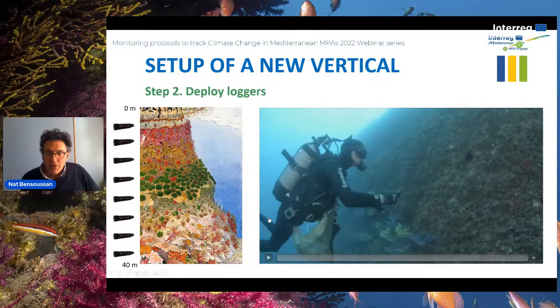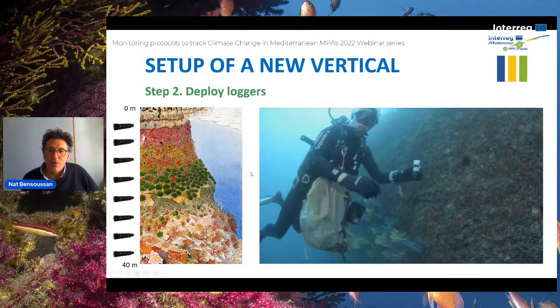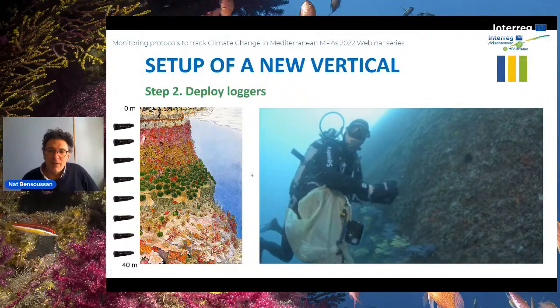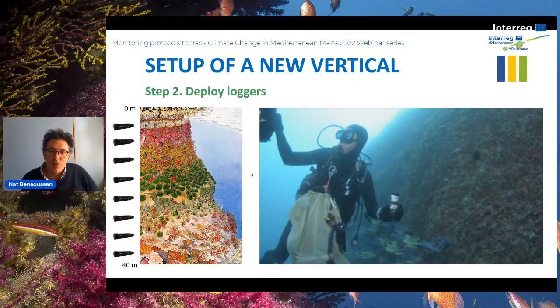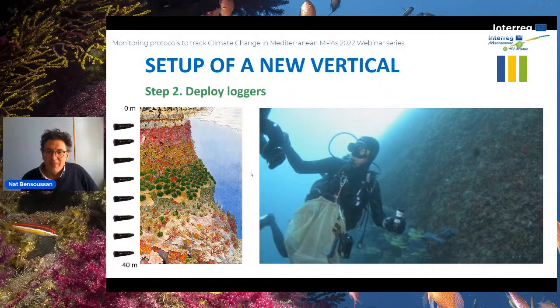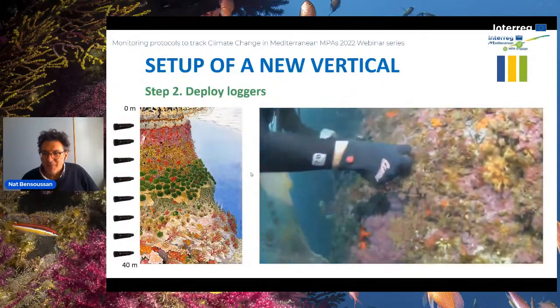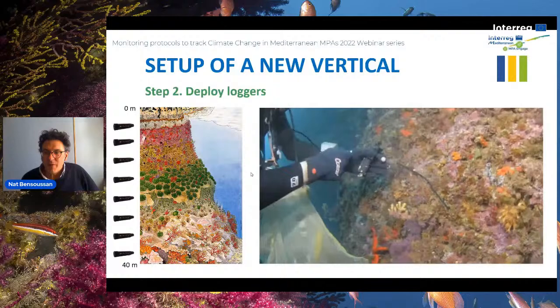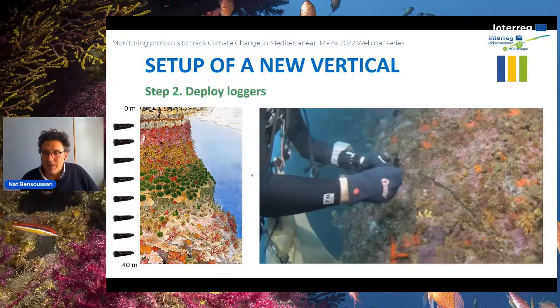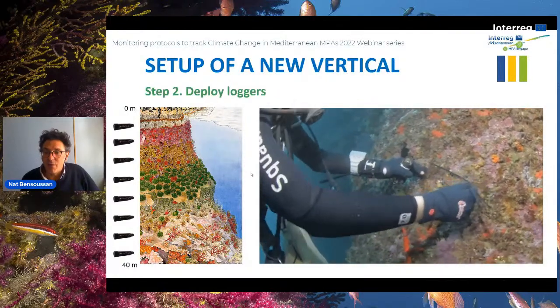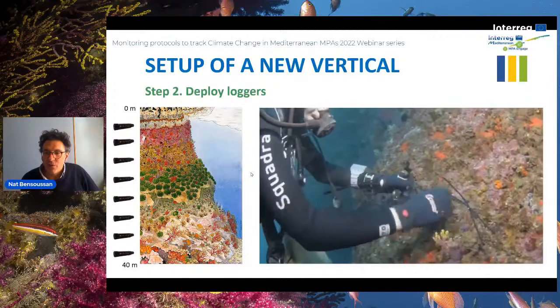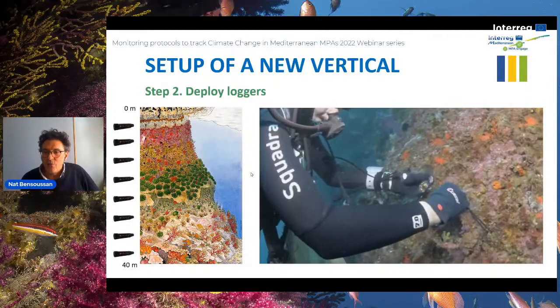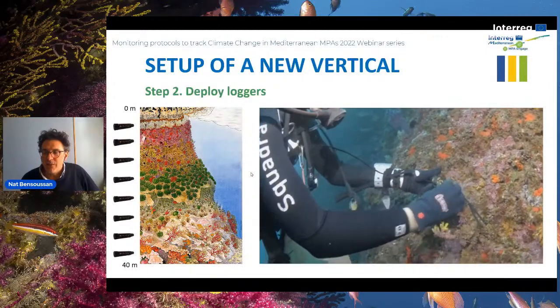Once the fixation points are installed and the putty is hard, we can install the data loggers. The first point is a warning: the data loggers float, so be careful about that. We then use some rings that you're seeing on the screen to attach the logger, placing two rings in each fixation.